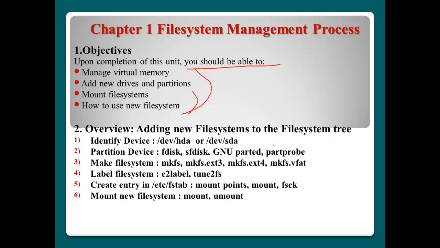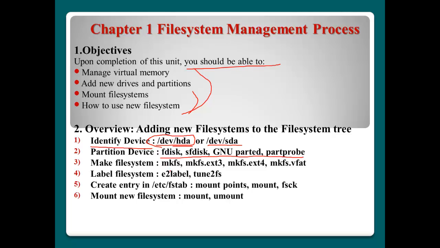Number 2, overview: adding new file systems to the file system tree. First one, identify the device. If we want to use a new hard disk, normally this kind of hard disk will have this kind of name in the Linux system, /dev/hda or /dev/sda. If we add one more hard disk, then we'll have /dev/hdb or /dev/sdb like this. Partition the device to create a new partition. Normally we can use commands like fdisk, sfdisk, gparted or parted.